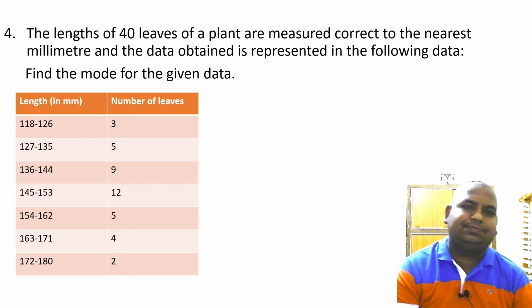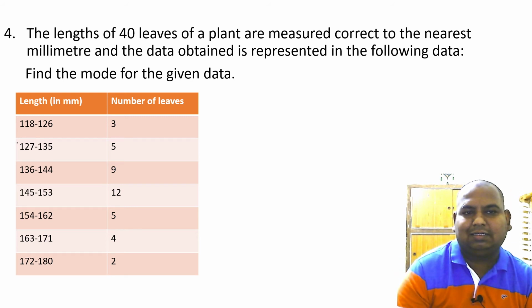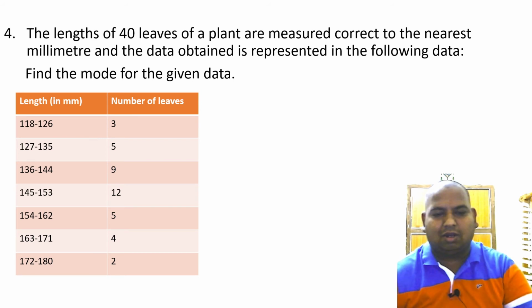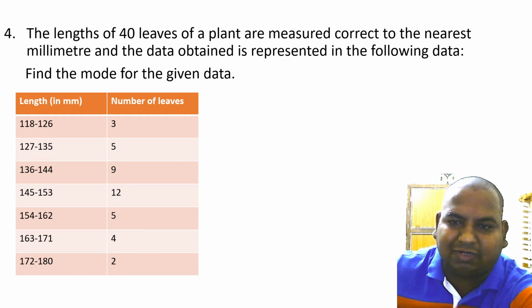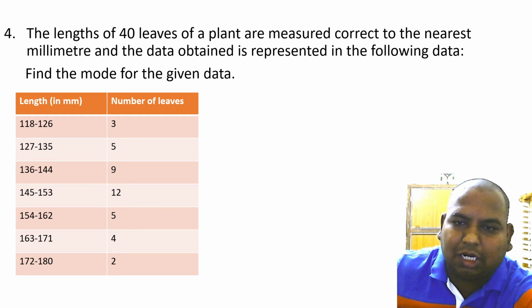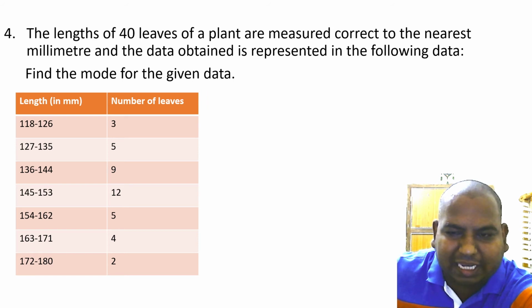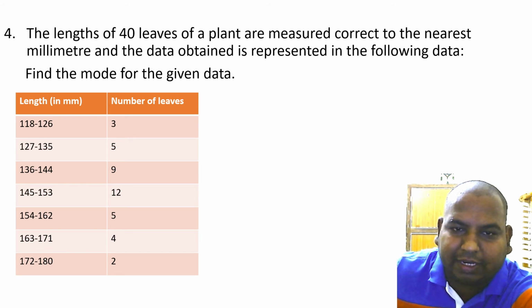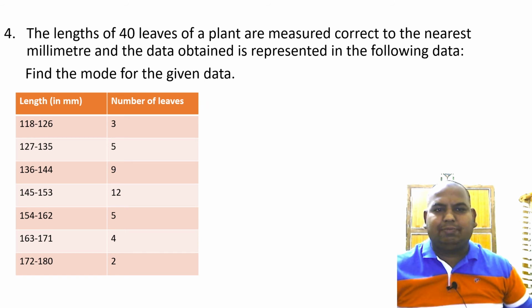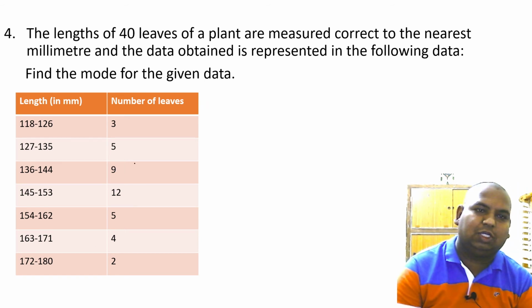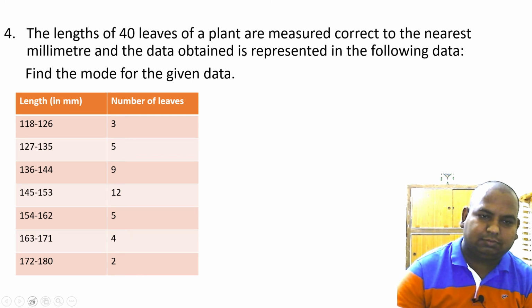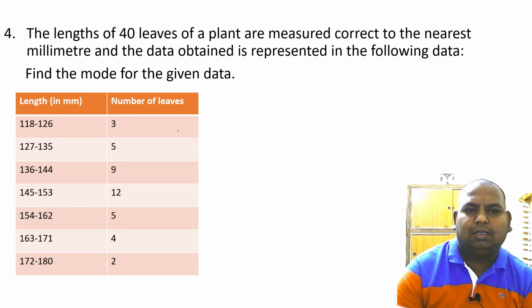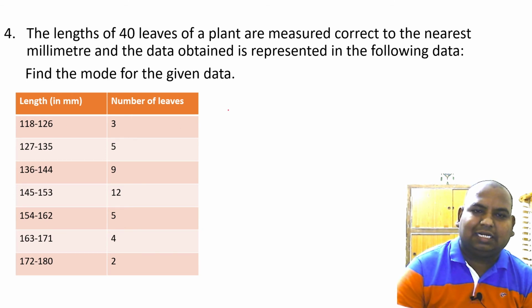In this case, class intervals are given, but class intervals are not continuous. They are non-continuous. So we need to make them continuous, then proceed to find the mode. Got it? Here class intervals are non-continuous. So how to make the class intervals continuous?